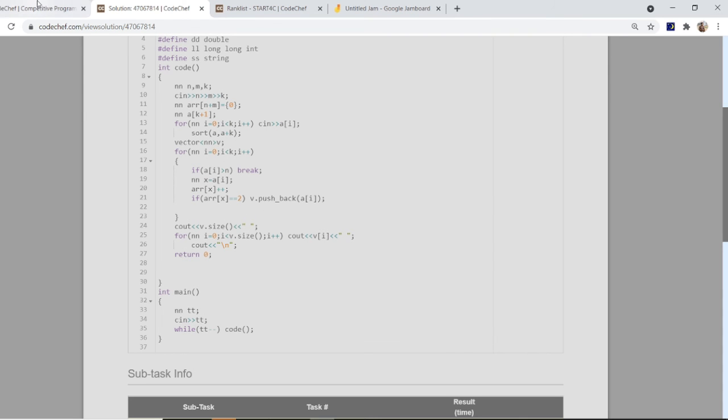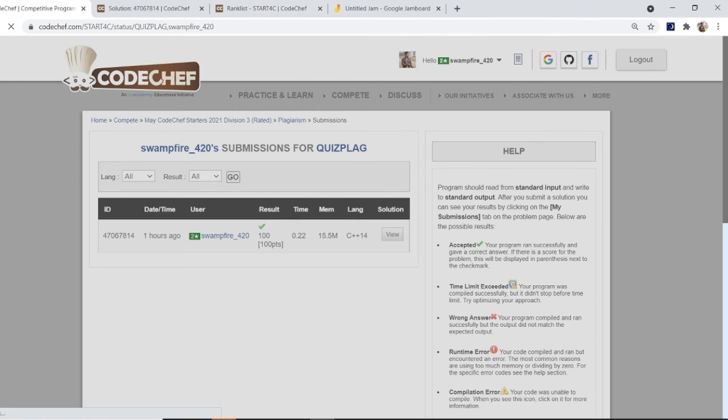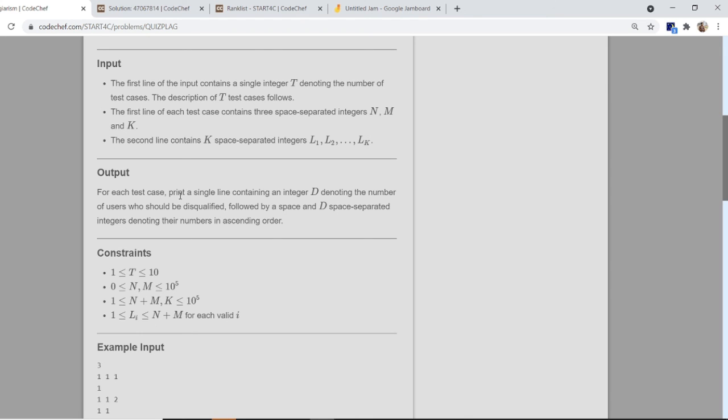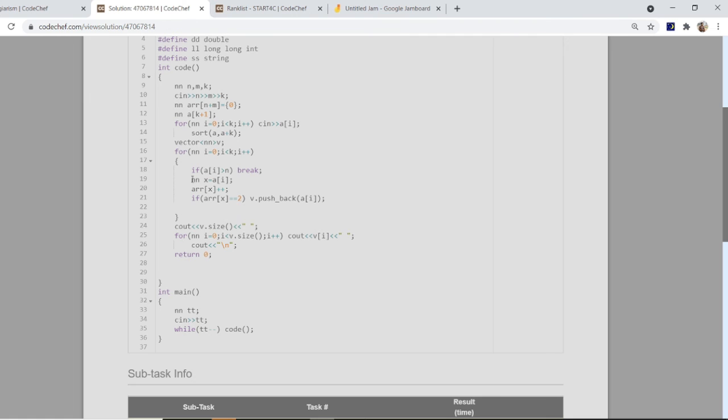Why do I sort the array? Because according to the question, here we can see for each test case, print a single line containing an integer d denoting the number of users who should be disqualified. Disqualified means those students who attempt the quiz more than 1 time, followed by d space separated integers denoting the numbers in ascending order. That is why I sort the array.